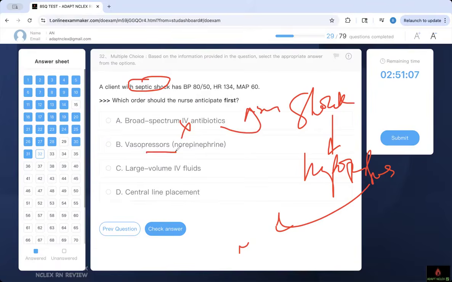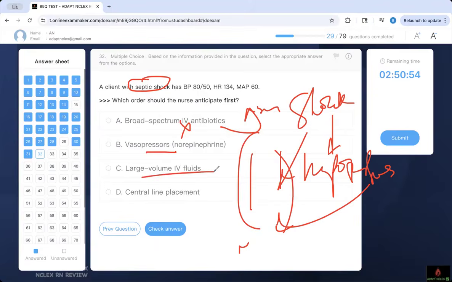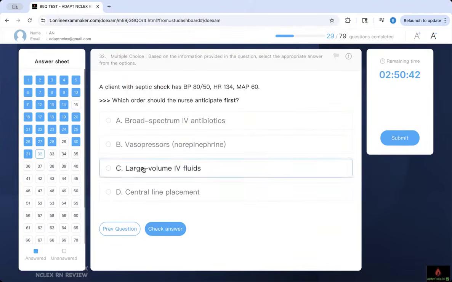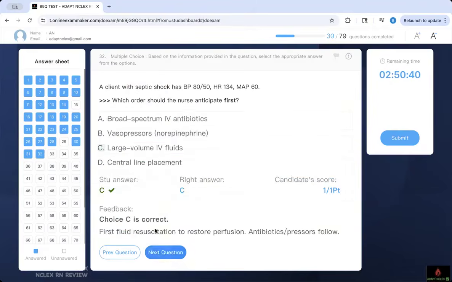Vasopressin, you need to fill the tank before you squeeze it. That means if it's your vein, you've got to make it bigger, and then you can squeeze to improve your blood pressure. Large fluid volume seems to me like I'm doing the right thing. Central line placement, of course, they will need a line, but not a central line. That's a trap right there. So IV fluid is the best answer.